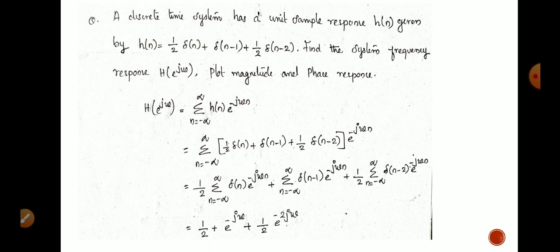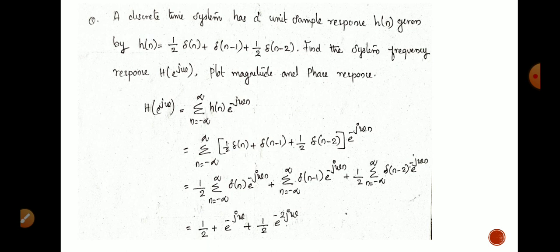On substituting the value of h of n in this equation, we can rewrite this as summation n from minus infinity to infinity, 1 by 2 del of n plus del of n minus 1 plus 1 by 2 into del of n minus 2, into e raised to minus j omega n. On expanding this equation, it becomes 1 by 2 summation del of n e raised to minus j omega n, plus summation del of n minus 1 e raised to minus j omega n, plus 1 by 2 summation del of n minus 2 e raised to minus j omega n.